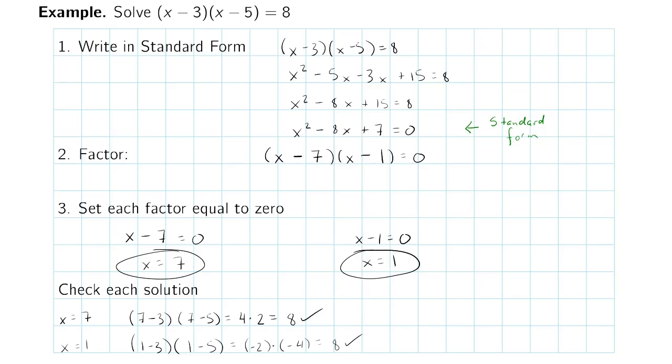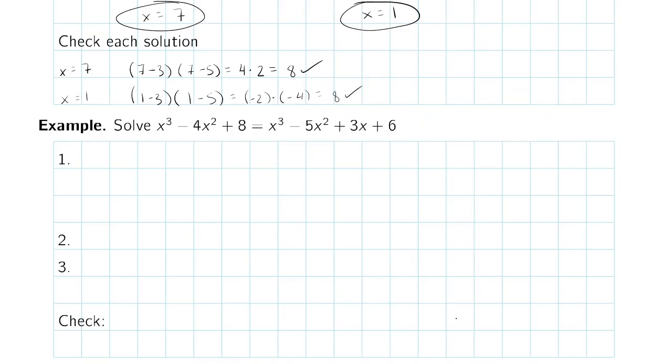Okay, one more. So here we have a polynomial equation that's not in factored form, but we have polynomials on both sides. So I'm copying this equation. On the left-hand side, I notice I don't have an x term. I'm leaving a little space there. And we'll see why in just a second. So I've got x to the third minus 4x plus 8 equals x to the third minus 5x squared plus 3x plus 6.